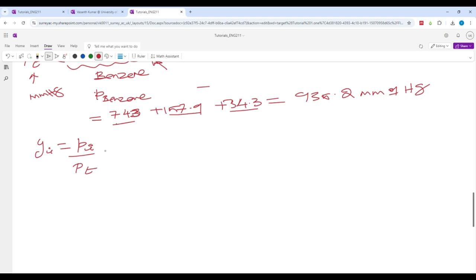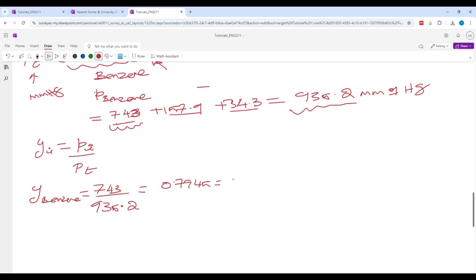Therefore for benzene, this should be equal to the partial pressure of the benzene, which is here, 743, divided by the total pressure, which is 935.2. So this should be equal to 0.7945. Obviously, I ask you to express in terms of mole percentage, so this should be 79.45 percent.